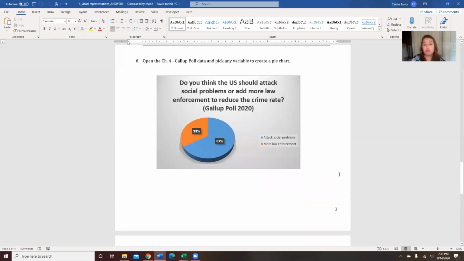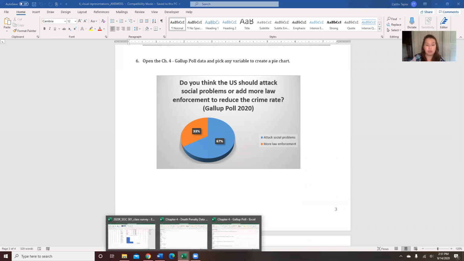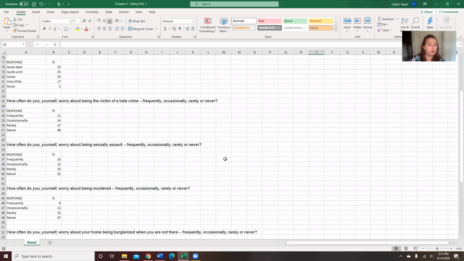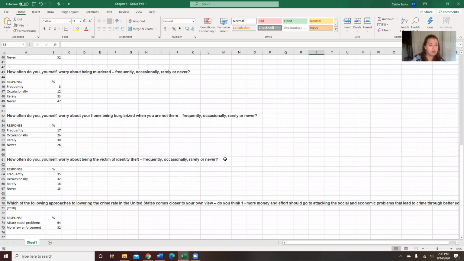Question 6 is asking you, using the Gallup poll data, to pick any variable to create a pie chart. So I chose the one in the Gallup poll that is the very last one, asking people as of 2010, what do we think we should be doing to lower the crime rate? Should we be attacking the social and economic problems that lead to crime, or should we be adding more law enforcement? So remember, to create a pie chart, you are selecting the data that you want.